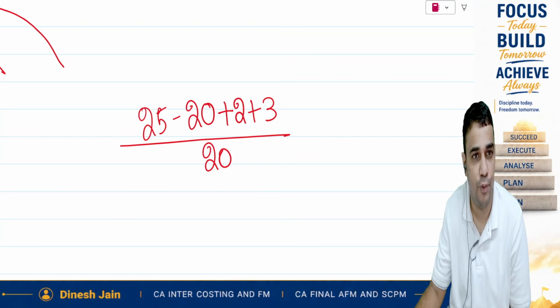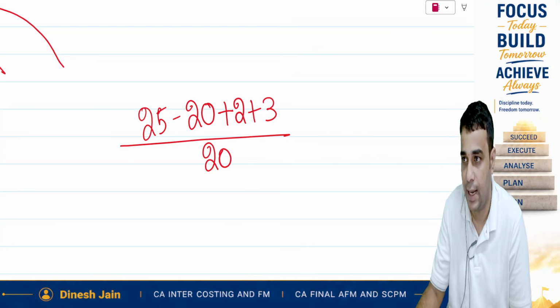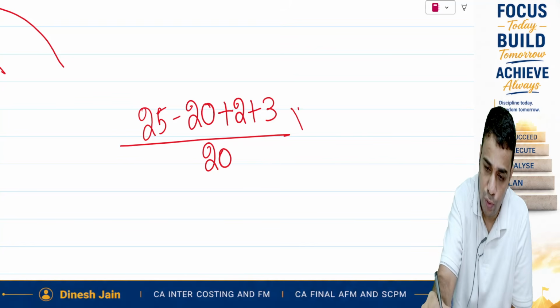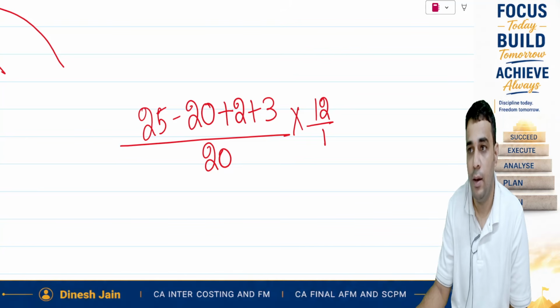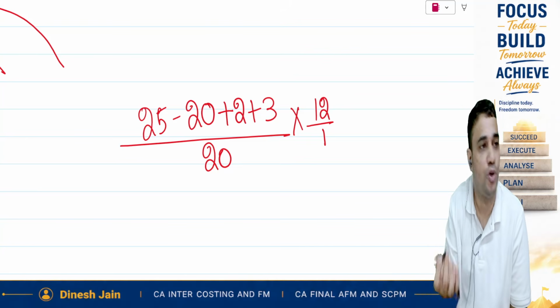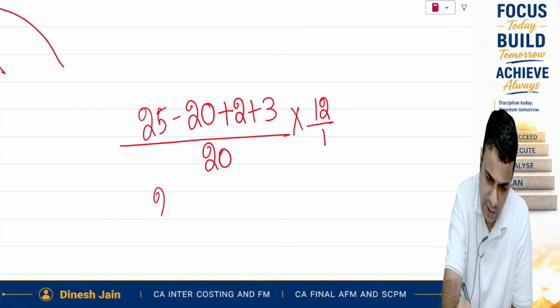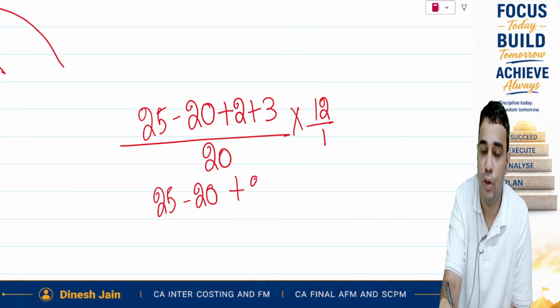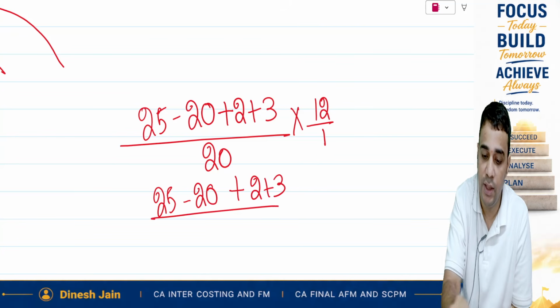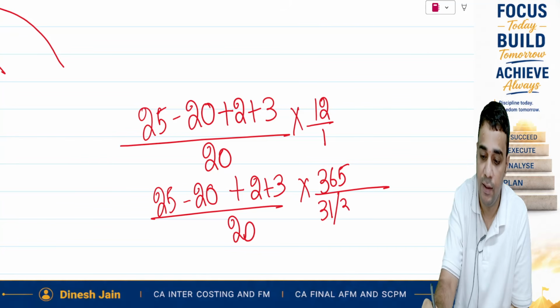I don't want any calculation. I'll tell you if I need calculation. You generally do 12 by 1 if it's 1 month. If it's 5 months, you do 12 by 5, whatever it is. Institute says do 25 minus 20, 2, 3, 20, 365. Denominator can be 31, 30, 29.